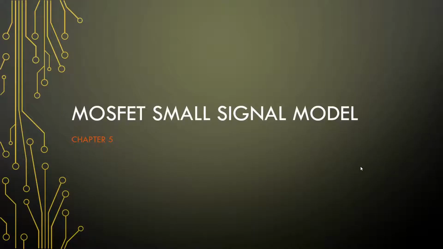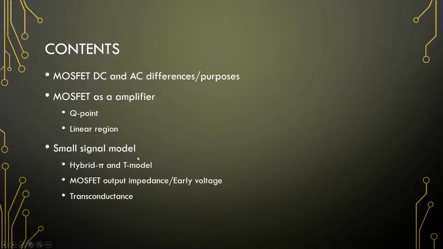Welcome to a video on the MOSFET small signal model. So, we will be looking at the DC and AC differences or purposes for the MOSFET. Okay, so the different analysis. Then we will look at the MOSFET as amplifier, so the Q point and the linear region. Then the small signal model that we will be using for analysis and design, and we will be using both hybrid pi and the T model.